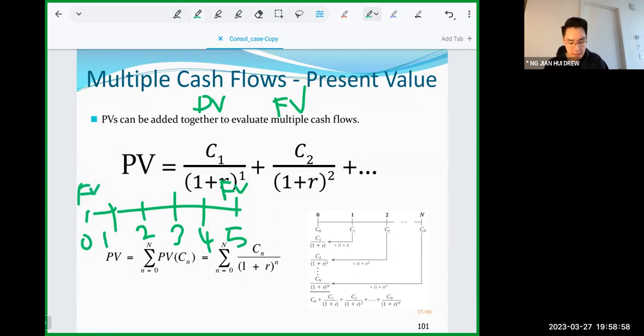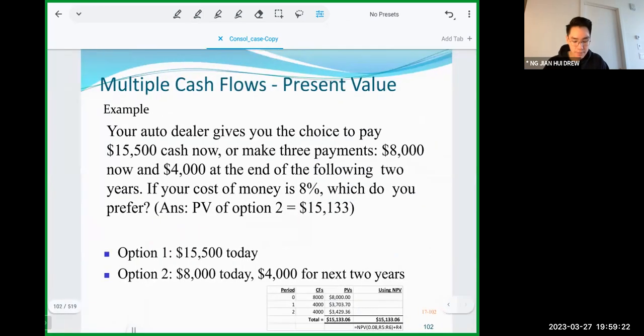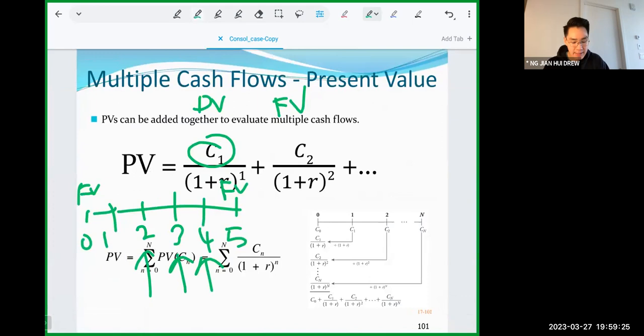Now, this is usually not the case because we sometimes have various C, which is cash flows, happening in between, intermittently, like in year 2, year 3, year 4. So how do we handle this? We handle it using this idea of multiple cash flows. And we can see this as calculating the present value of the multiple cash flows.